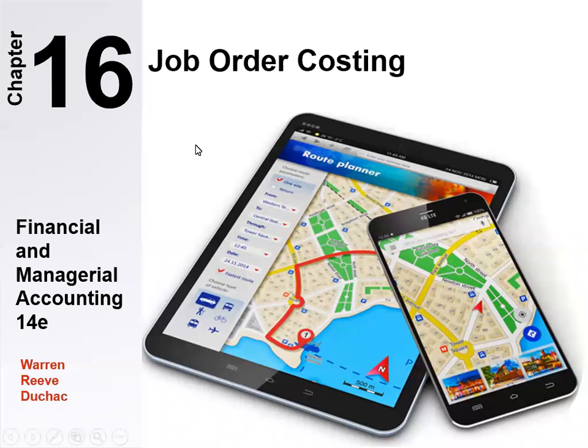So we are ready to start chapter 16. Again, if you didn't hear me on your notes, I apologize. I say chapter 15, but these are the chapter 16 notes, so you may just correct that. I thought I had, but I hadn't.